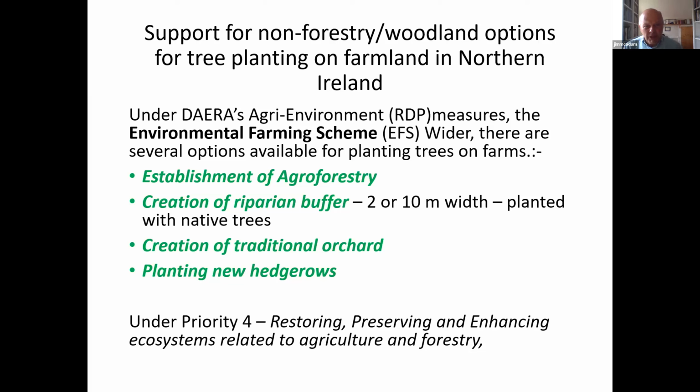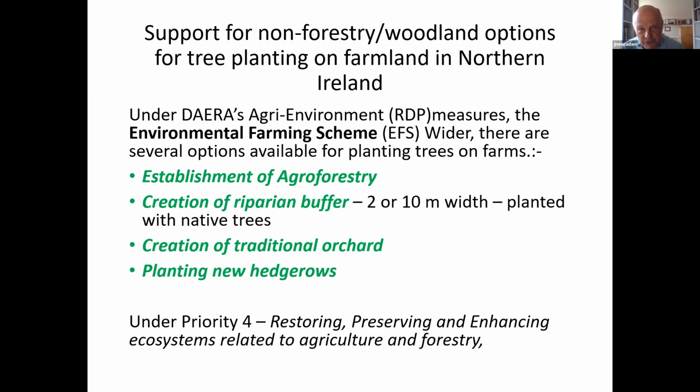And I've really widened it a bit, because I don't like confining it to a rigid definition of agroforestry. I'm really just going to look at non-forestry options for tree planting on farmland in Northern Ireland, because these can be used to merge or mix with agroforestry. And all of these are agriculture measures. In other words, none of them come under the forestry measure. So all land that's classified for agroforestry is classified as farmland, if you like. So this is within an agri-environment scheme.